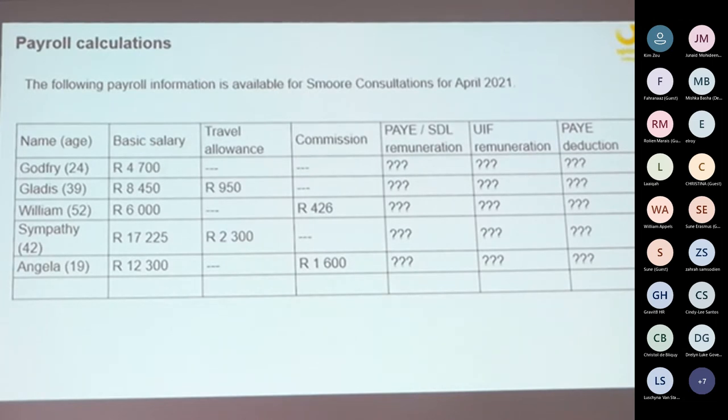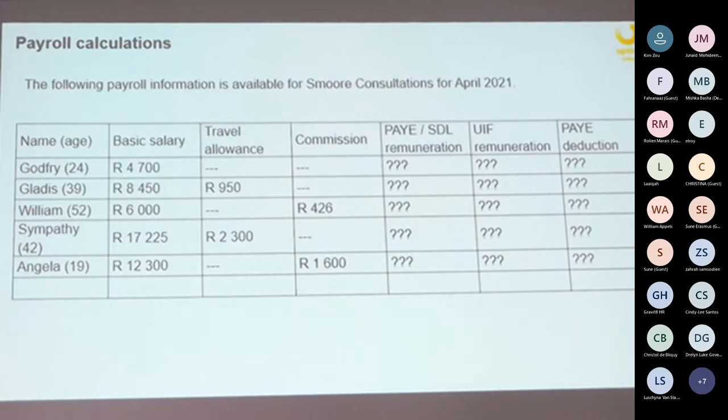Now, to get to the person's question about the 1% for UIF: the UIF deduction is going to be 1% of the UIF remuneration, which was 4,700. So that is going to be 47. 1% is 47. Yeah, for 1% you divide by 100.